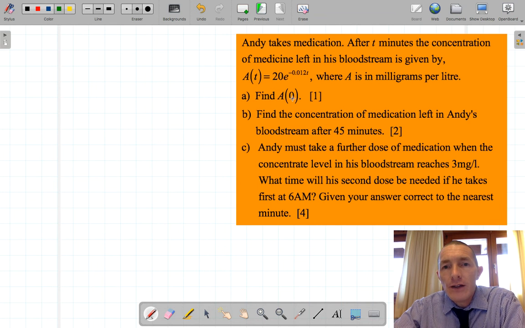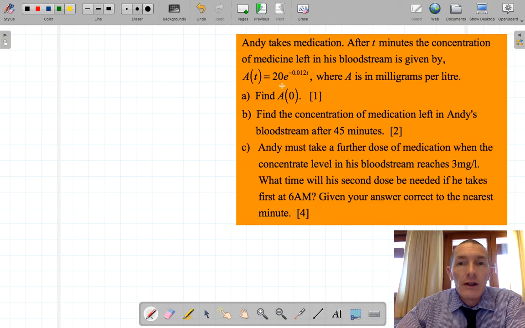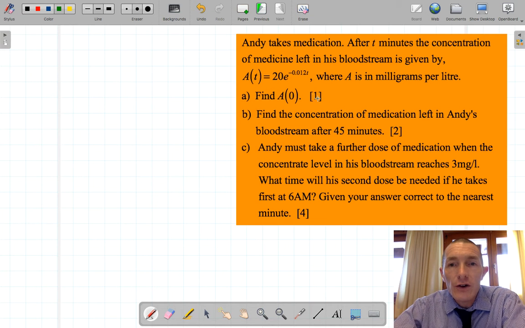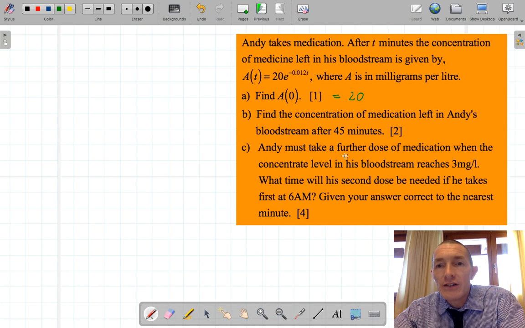And A0 that we're trying to find, so we're going to make T 0, is the initial amount. And initially T is always 0, whatever the units and whatever the kind of problem we have. So I'll put 0 into here, and it becomes e to the power of 0, which is 1. So we've got e to the power of 0, 1 times 20. So this first answer, and I'm going to put it over here, is simply 20. So that's how much is initially going to be in the bloodstream after we've taken the medication.